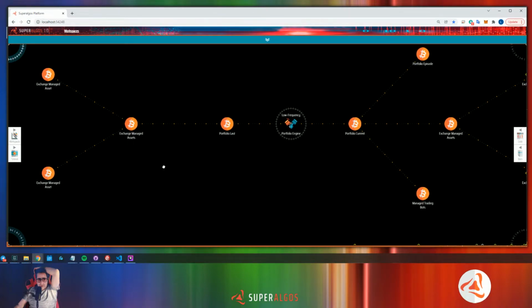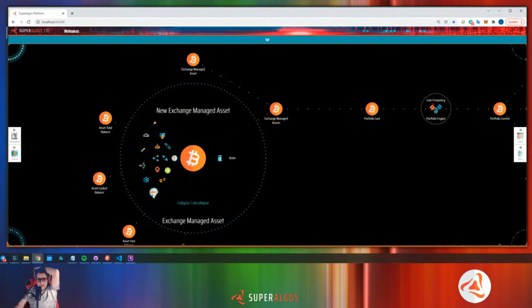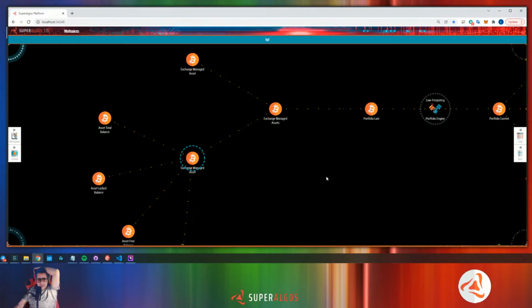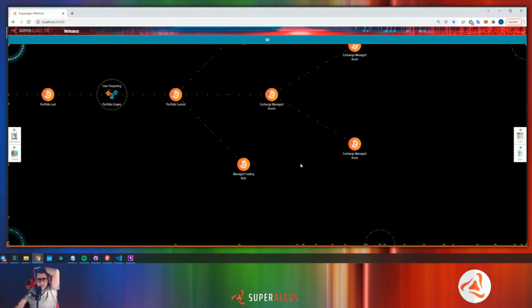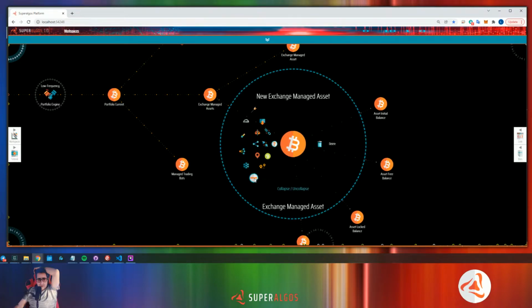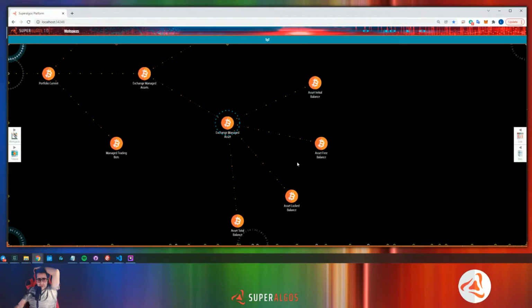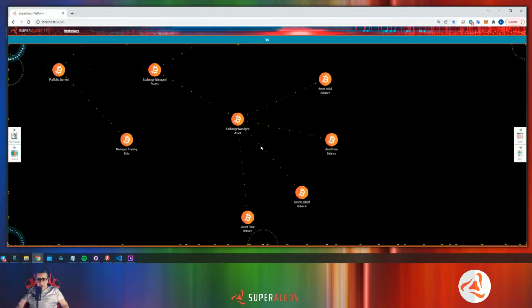Let me check this out. Exchange manage asset. These have children. Well, there is a problem with this guy, because if you delete one of these children, then you cannot create more. Which is unfortunate. So I might fix that too. Probably now.